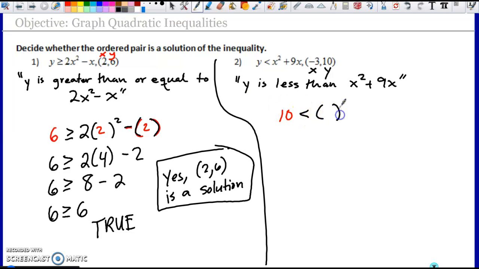10 is less than x squared plus 9 times x. Let's plug in the x value, which was negative 3. All right, I can kind of already tell what's going to happen here. Negative 3 squared is 9.